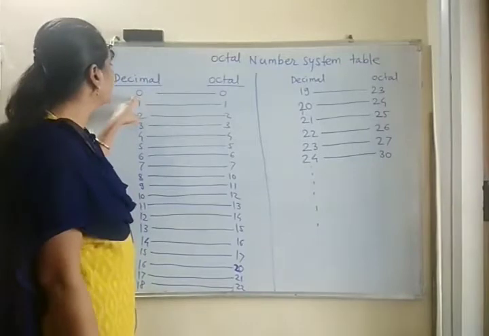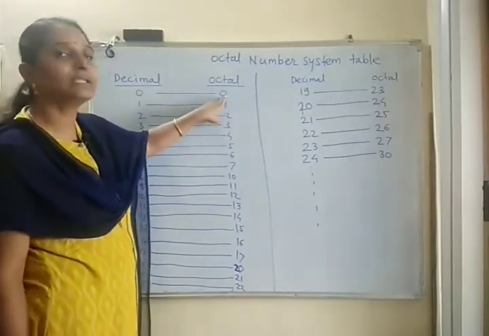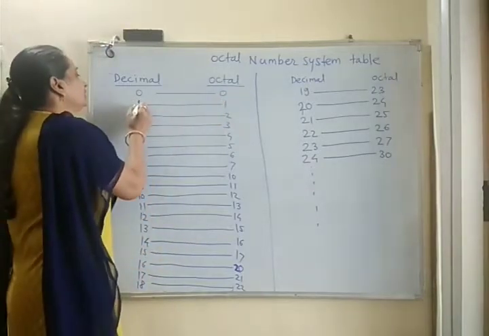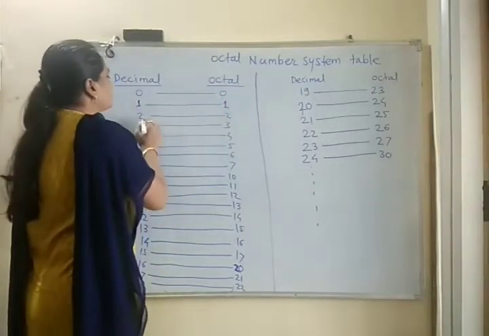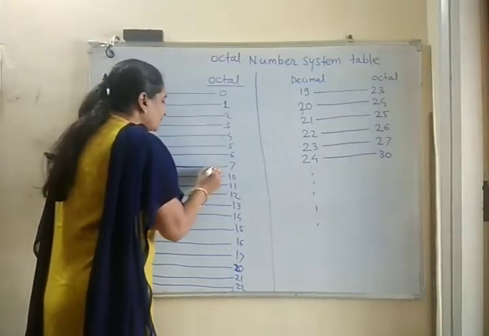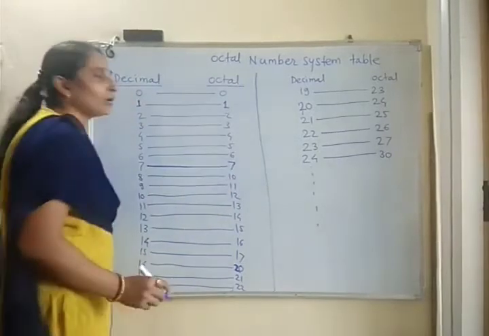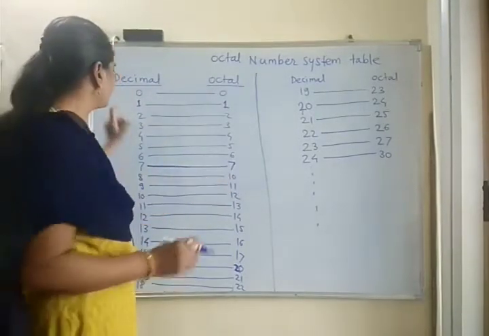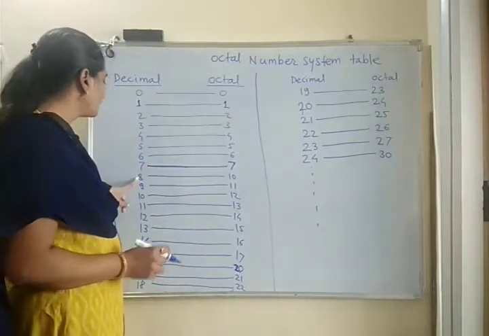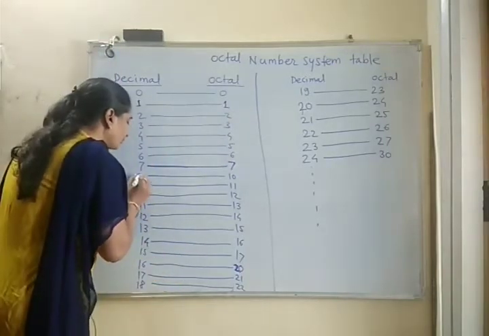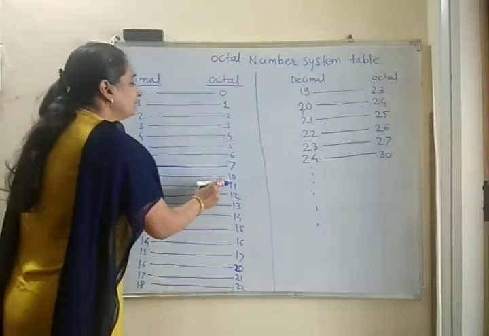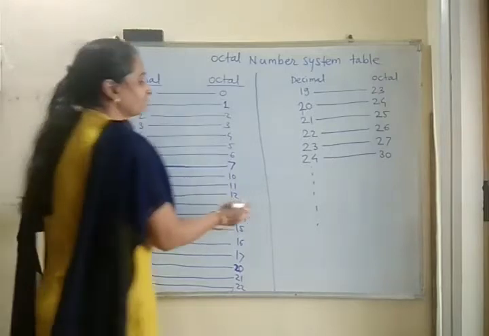In this, 0 of decimal is represented in octal as it is, as a 0. So 1 is represented as 1, 2 is represented as 2, up to 7, all decimal numbers are represented in octal as they are. But when 8 is concerned, if you want to write 8 in octal number system, at that time it will be 10. How will it be 10?